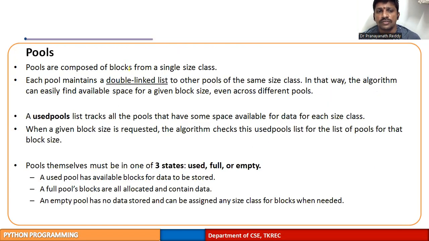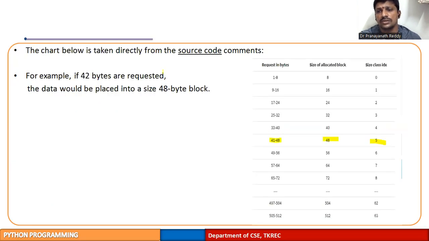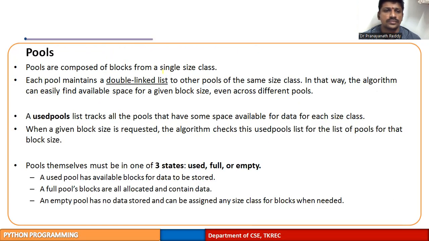Now the pools are composed of blocks from a single size class. That is, if you say 8 bytes, it will be allocating all 8 bytes for that. Means the number of bytes have been allocated for that. If you see the previous one, right? So here 5 blocks have been allocated.